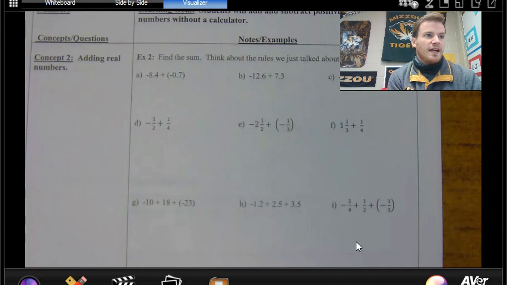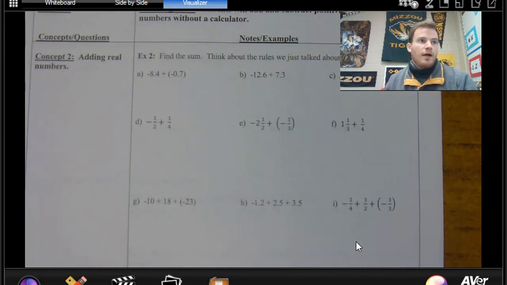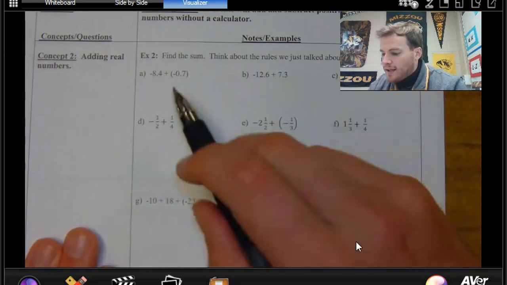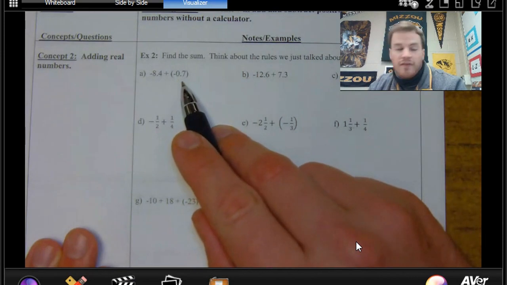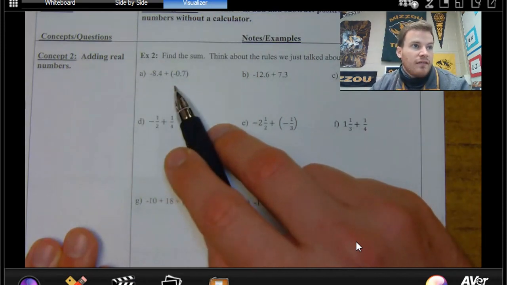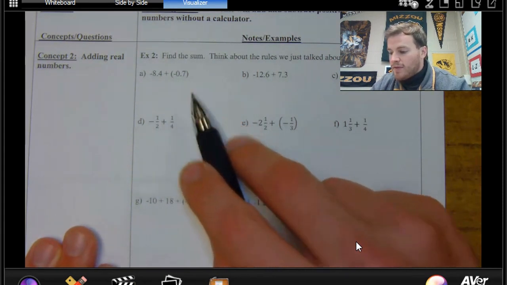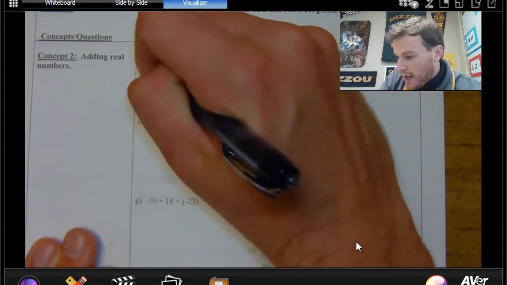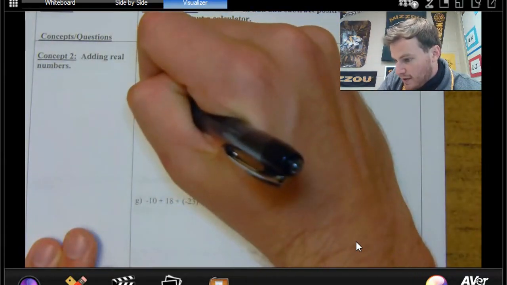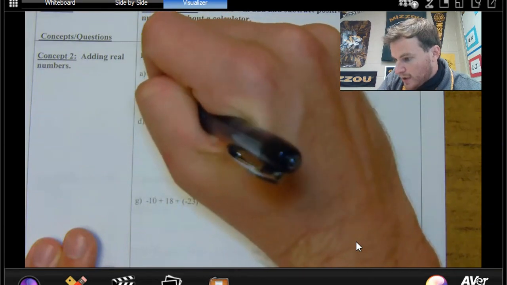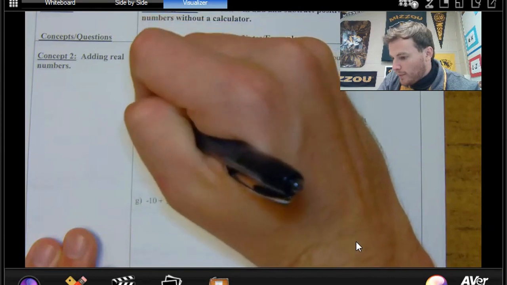The next page says find the sum. Think about the rules we just talked about. If I have a negative 8.4 and I'm adding a negative 0.7, these both have the same sign. If they both have the same signs, I can add the two and keep the same sign. So 8.4 plus 0.7 is 9.1, and since they're both negative, that becomes a negative 9.1.